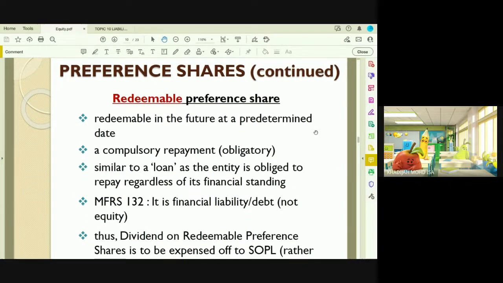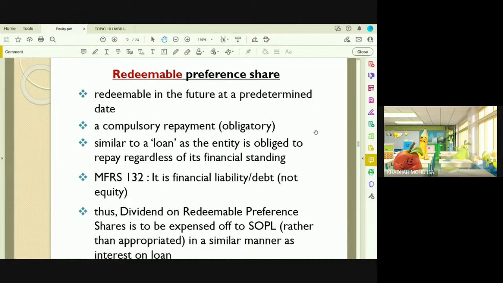And then under preference shares, we have the redeemable preference shares, right? So it means that the preference shares are redeemable in the future at a predetermined date. With normal preference shares, you don't have a fixed time. Anytime you want to redeem, you just sell your shares if it's an open share, public shares, for example. But if it's a redeemable preference share, it's stated in the issuance of the shares that this has to be redeemed on a certain date, right? So when the time comes, you redeem the shares, it's a compulsory repayment by the company, right?